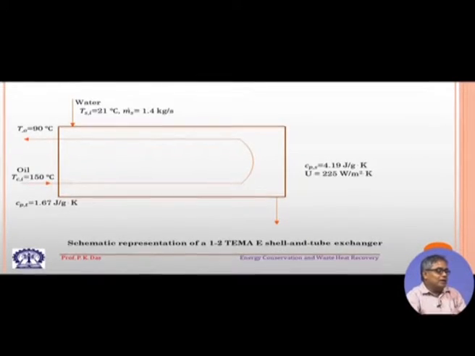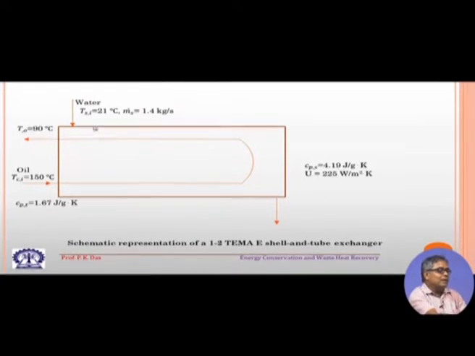So, we have to calculate the area needed for this cooling purpose. This figure gives you a schematic representation of a 1-2 E type shell and tube heat exchanger. So, you can see the tube side fluid has traversed the total length of the heat exchanger 2 times. So, it has got 2 passes, this is first pass, this is the second pass, whereas shell side fluid has got only 1 pass, it has traversed the length of the heat exchanger only once.